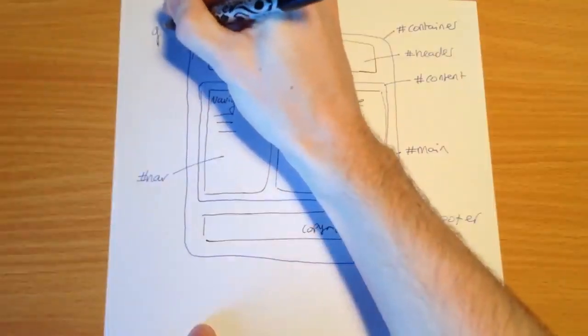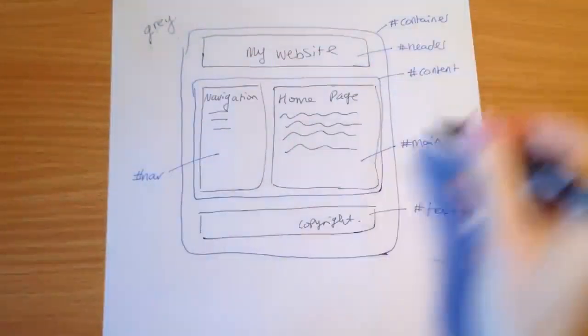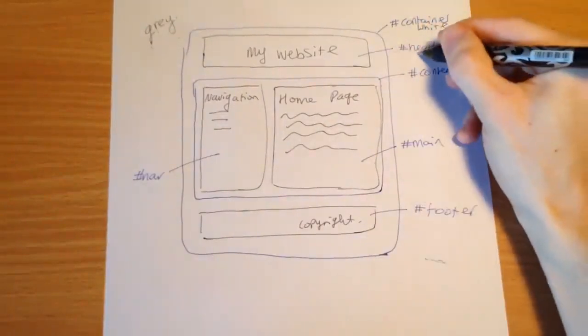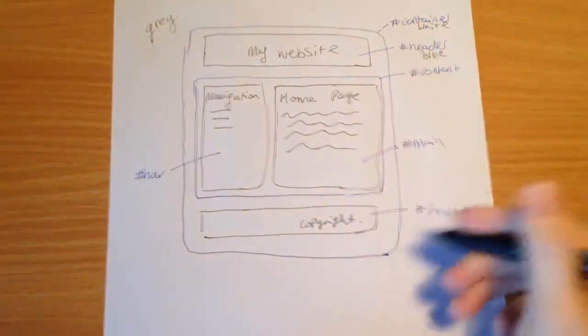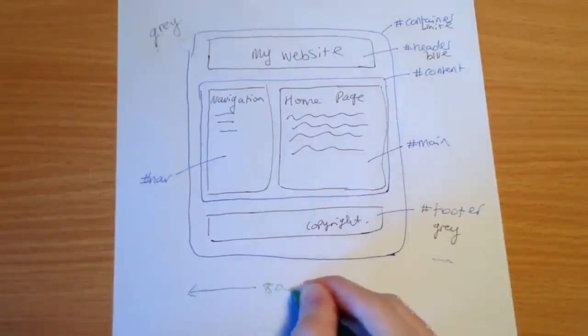I want the background of the whole page around here to be grey. I want the background of container to be white. I want the background of header to be blue, and I want the background of footer to be grey as well. I want the whole thing to be 800 pixels wide.